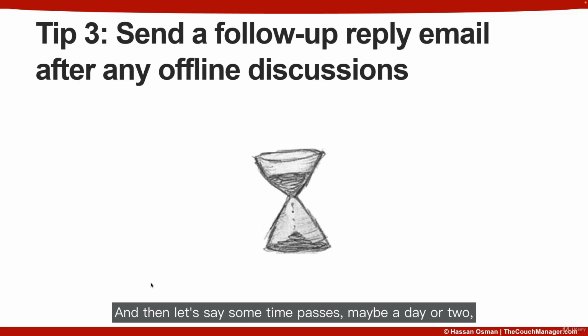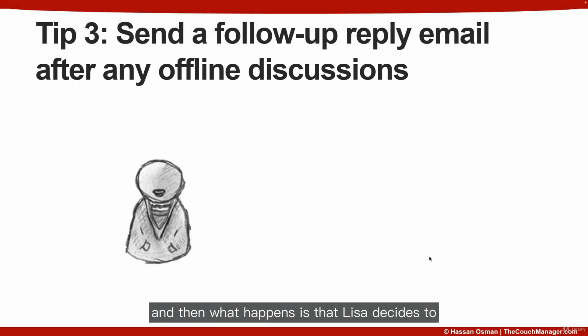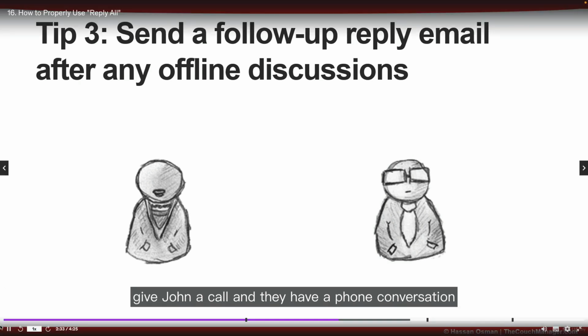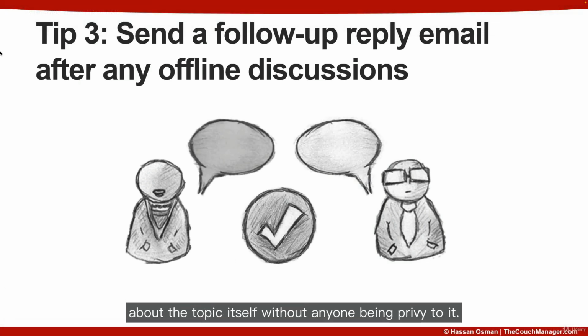And then let's say some time passes, maybe a day or 2, and then what happens is that Lisa decides to give John a call and they have a phone conversation about the topic and they make an important decision about the topic itself without anyone being privy to it. Now the problem is that neither John nor Lisa send a follow-up email to the threads explaining that they talked and made that decision, and this leaves the entire team uninformed about what actually happened.